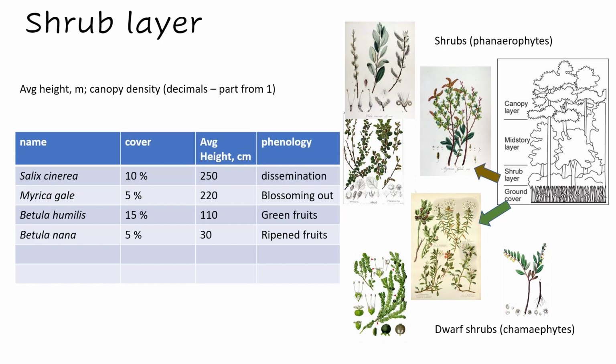And please give the shrubs phenology. Phenology is a very significant characteristic in the peatland, because peatland plants have a huge, large variability in biology. It's very significant to pay attention to phenology.